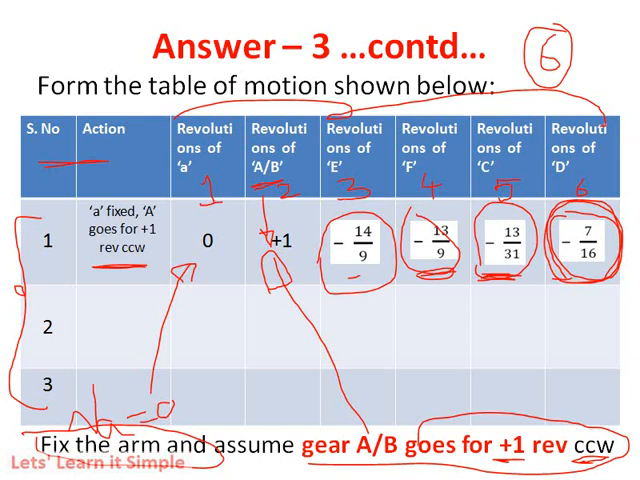So listen carefully, watch the video carefully. In solving the epicyclic gear train, the first row is foremost important. If you are able to crack the first step, then you have done half of the problem. After the assumption that the arm is fixed and gear AB goes for plus 1 revolution counterclockwise, we got the speed of revolution for all the elements. So this constitutes the first step.